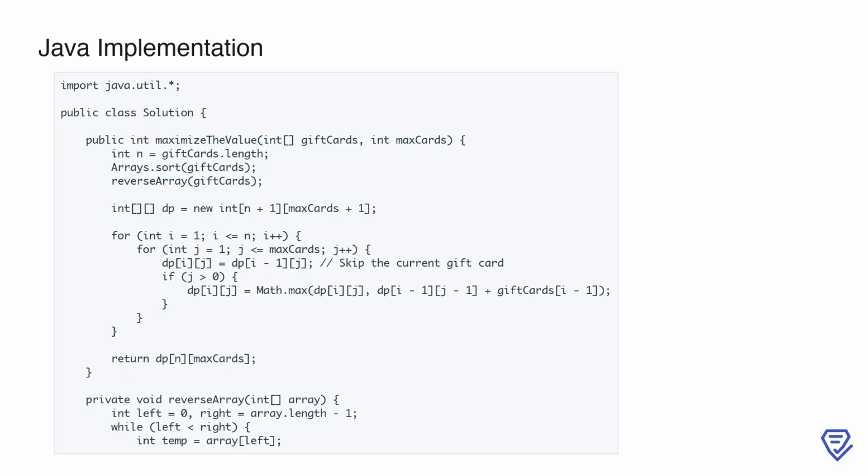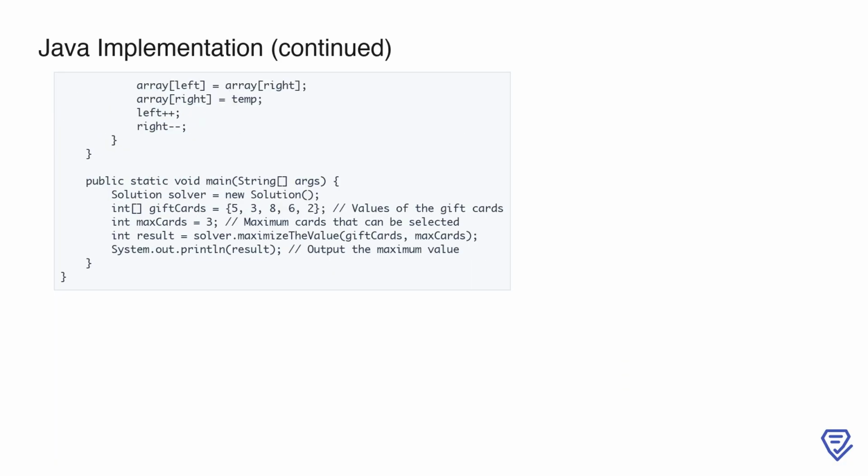Inside, we have two choices: skip the current card, retaining the previous maximum value, or include the card, updating the maximum value based on the remaining capacity. The result is stored in DP[n][max cards], which is returned at the end. The reverse array method, defined next, inverts the order of the gift cards array using a two-pointer approach. This ensures the array is sorted in descending order after being initially sorted in ascending order.